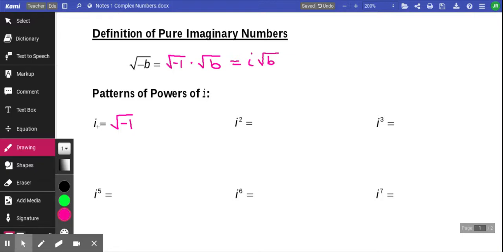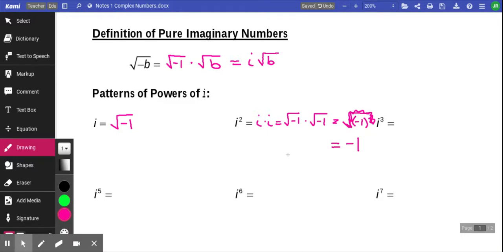Okay, but sometimes we don't just have i, sometimes we'll have patterns and powers of i. So if we have i squared, remember i squared means that we could write that as i times i. Well, that would be the square root of -1 times the square root of -1, which we could rewrite as the square root of -1 squared. And square rooting and squaring are inverse operations. They cancel each other out, which means that we'd be left with -1.